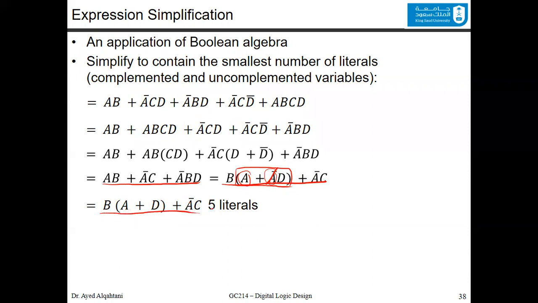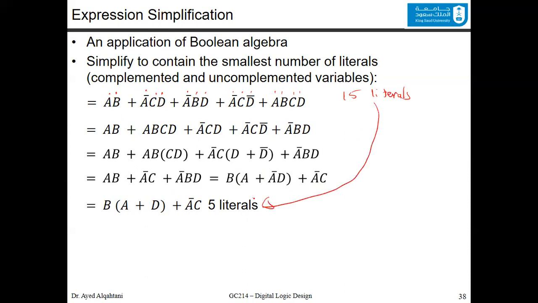And here we have 5 literals. 1, 2, 3, 4, 5 literals. Compared to, at the beginning, 1, 2, 3, 4, 5, 6, 7, 8, 9, 10, 11, 12, 13, 14, 15. It had 15 literals at the beginning, and now we reduce it to only 5 literals by applying Boolean algebra.